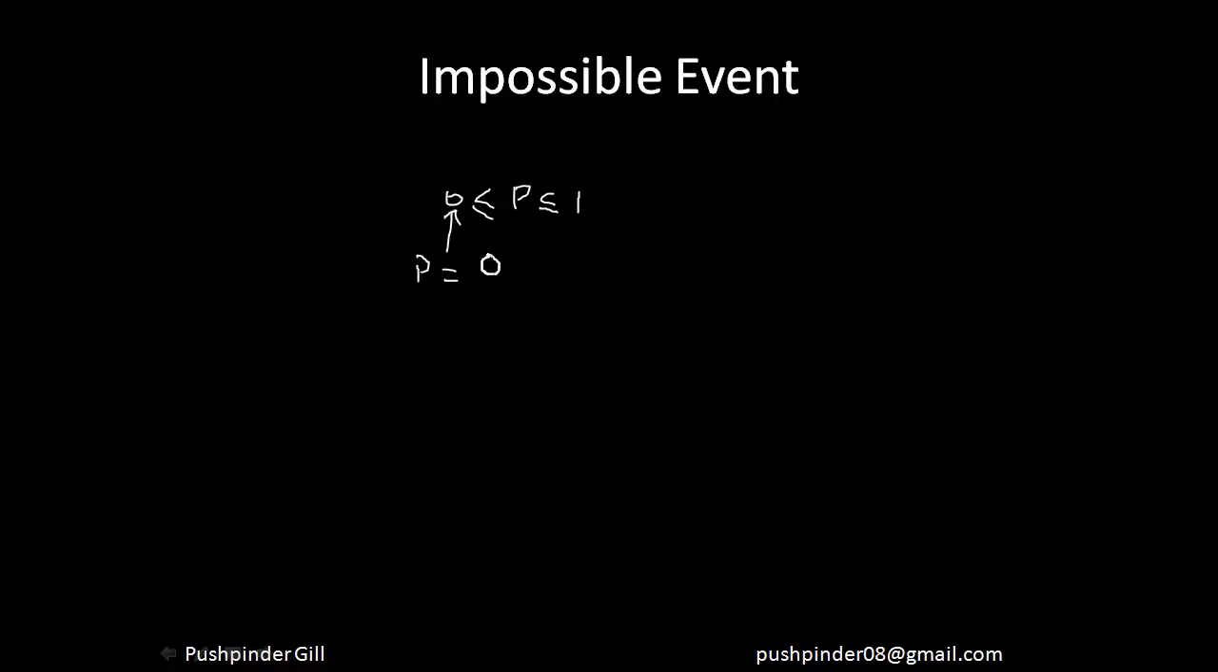So if the probability of an event happening is 0, that means it is definitely not going to happen. There are no chances that that event is going to happen. Let's say, for example, I throw a dice and I get a 3-digit number on it. I throw a normal dice and get a 3-digit number, which is not possible, guys, because a dice has only 6 numbers. So you understand what an impossible event is. The probability of an impossible event is always 0.